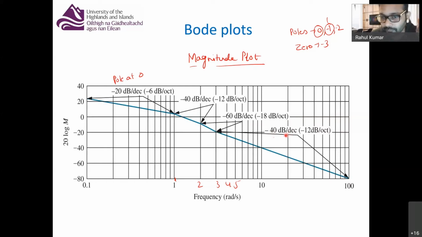Okay, that is how your Bode plot is plotted here. You may be asked to plot the Bode plot in your assessment, so just ensure that you know all these steps and maybe practice a few questions.